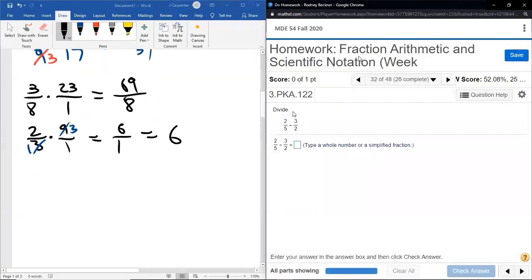All right. We mentioned that reciprocal earlier, and that comes up with division. Dividing by a fraction means multiply by the reciprocal. So 2/5, instead of divided by 3/2, I'm going to change that to times, and not 3/2, 2/3.